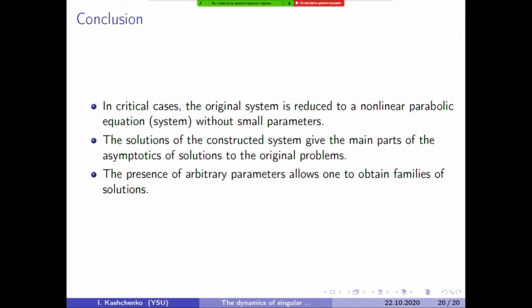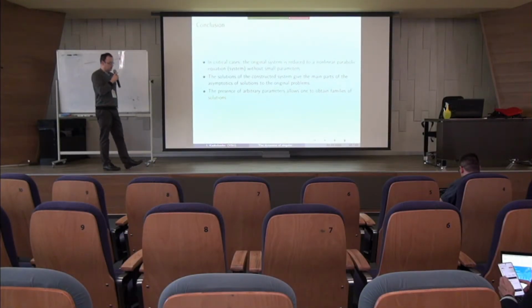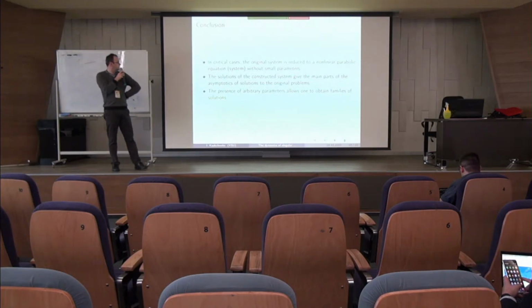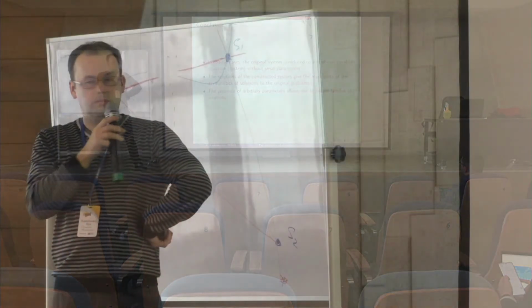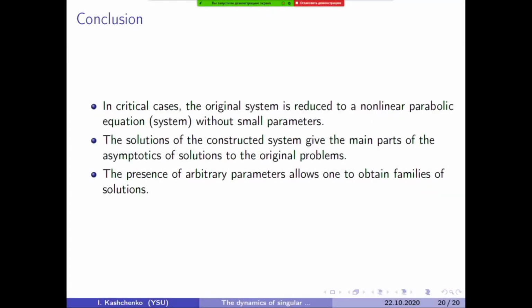Again, let me make some conclusion. We studied many different situations, different with respect to correspondence between small parameters. And in all situations, we see that the original system may be reduced to a so-called normal form or quasi-normal form. It's a nonlinear parabolic equation or maybe a system of such equations. And it is very important that this normal form does not contain small parameters.